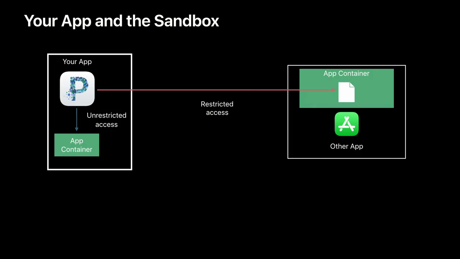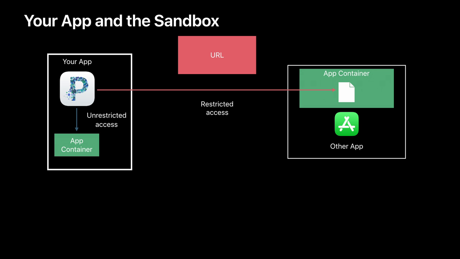So since access to documents in other containers is restricted, how can your app gain access to these documents that your customer has picked? What we have to do is to extend our app sandbox to include these documents. Here's again the URL returned by the browser or the picker. This URL has a security scoped resource attached to it. You can think of this resource as a permissions token granted to you by the system, and accessing this token would allow your app to access this document.